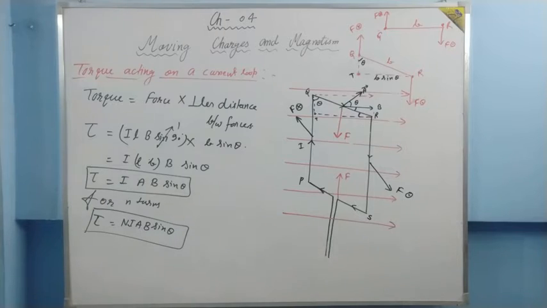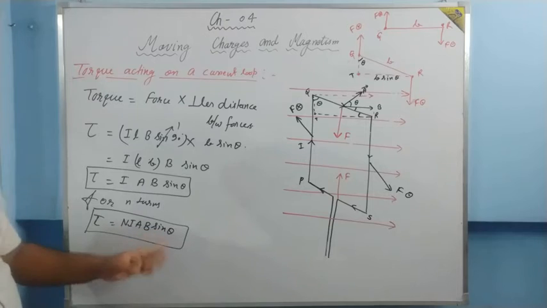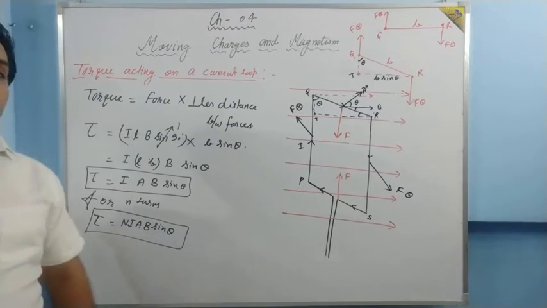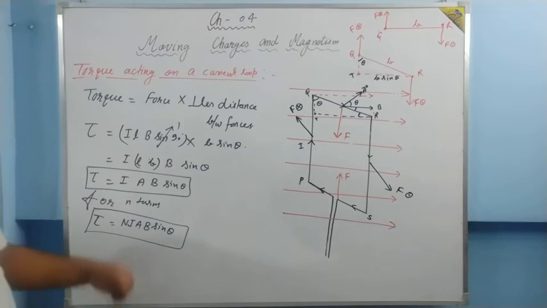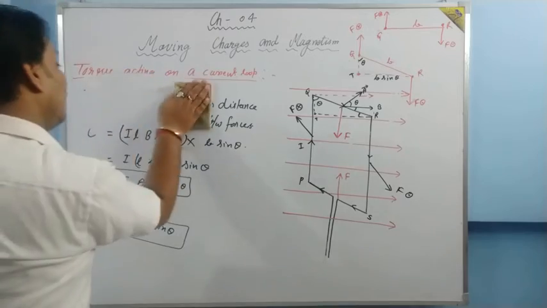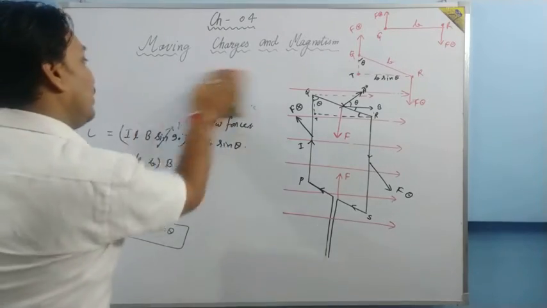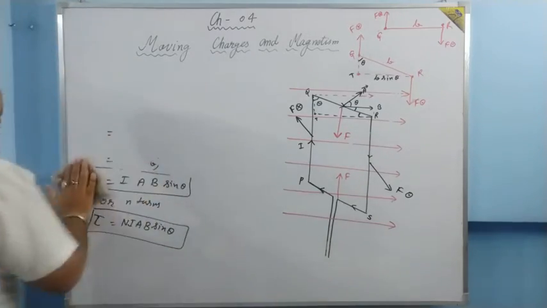Now from here, three simple cases can be made. One, theta is equal to 0 degrees, torque will be 0. When theta is equal to 90 degrees, torque will be maximum and it will be NIAB. The last case is when theta is equal to 180 degrees, sin 180 is also 0, so torque will also become 0. Now we are going to do some questions based on this topic, so that our understanding of this topic will become clear.